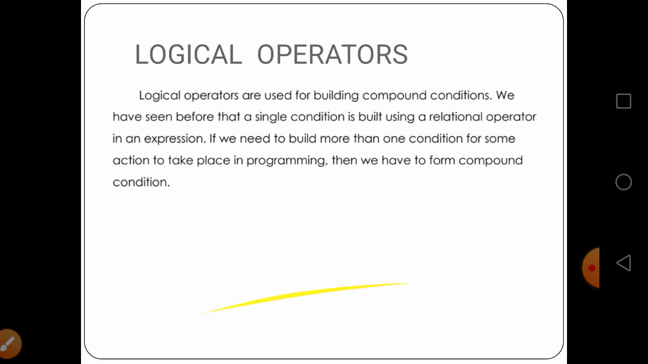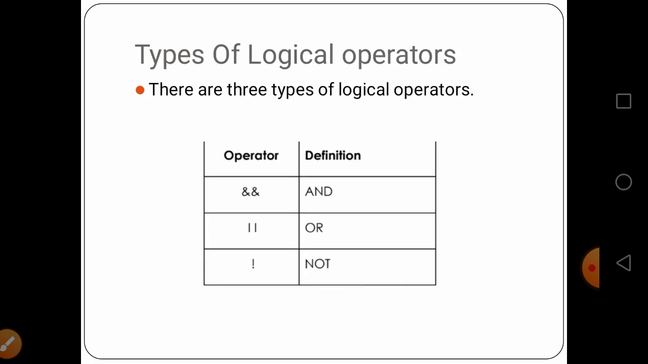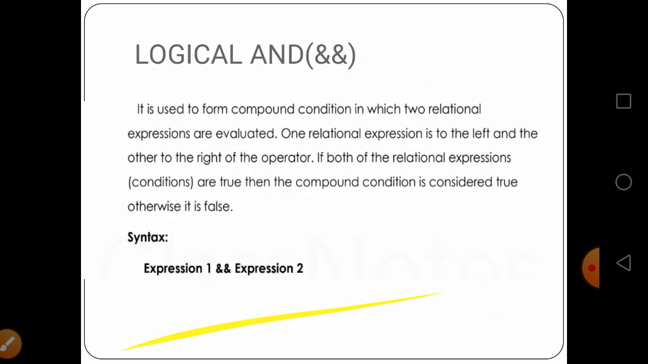So we have three types of logical operator: AND logical operator, OR logical operator, and NOT logical operator. First of all we will discuss AND logical operator. It is used to form a compound condition in which two relational expressions are evaluated. One relational expression is to the left and the other to the right of the operator. If both of the relational expression conditions are true, then the compound condition is considered true, otherwise it is false.